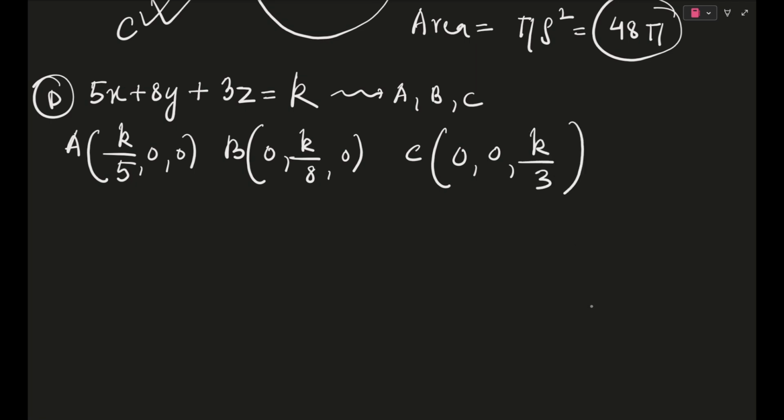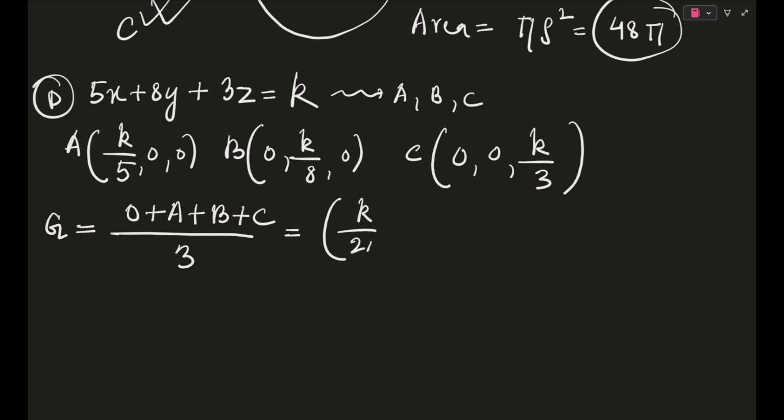Now, the locus of the centroid of the tetrahedron with vertices at the origin and the points A, B, and C. This is not very much in your syllabus, a little bit outside, but even from your sense you can say that the centroid of a tetrahedron with the origin and these points would be O plus A plus B plus C, whole divided by 4. O is the origin, this is not 0. If we manipulate this, it will come out to be k/20, k/32, and k/12.